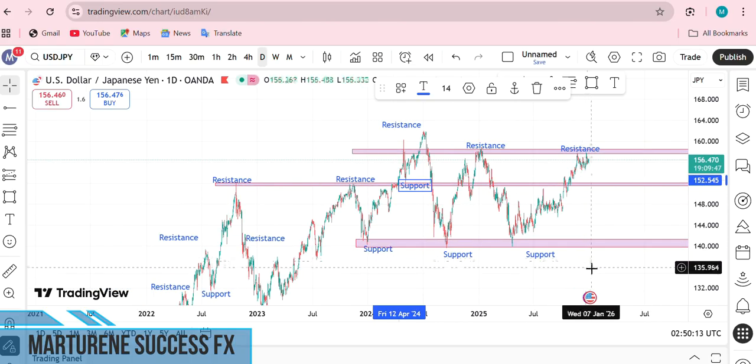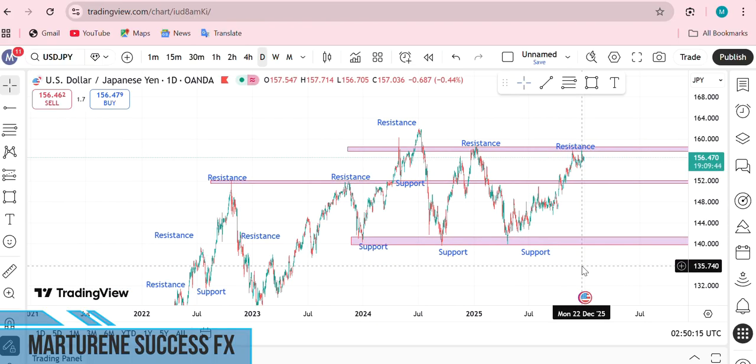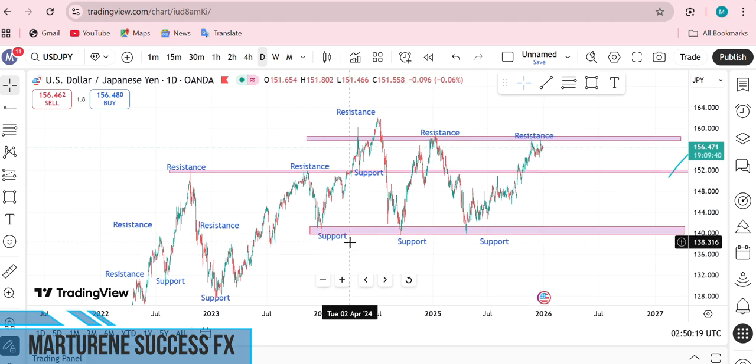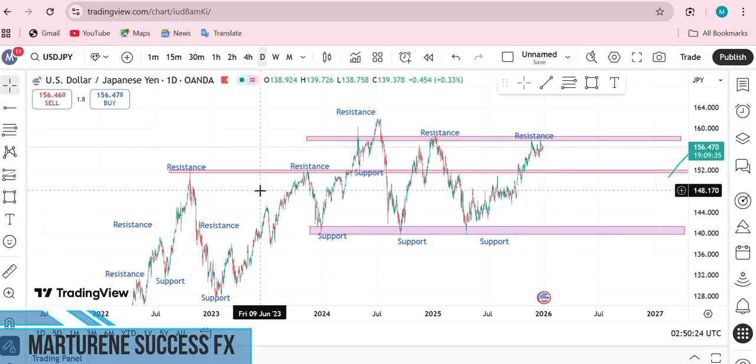And also in the subsequent video, I'm going to show you how you can take a trade using support and resistance, okay. So I will show you how when you plot your support and resistance, you can be able to take a trade.